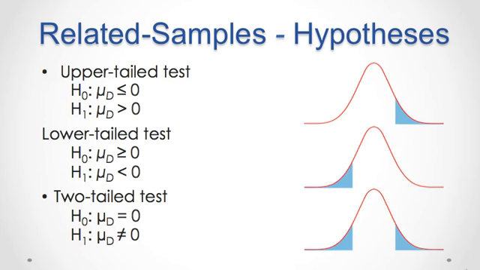The degrees of freedom for related samples t-test are the same as degrees of freedom for one sample t-test. Degrees of freedom equals n minus 1, where n represents the number of difference scores.